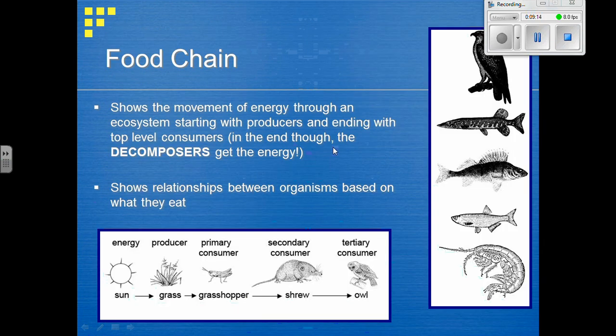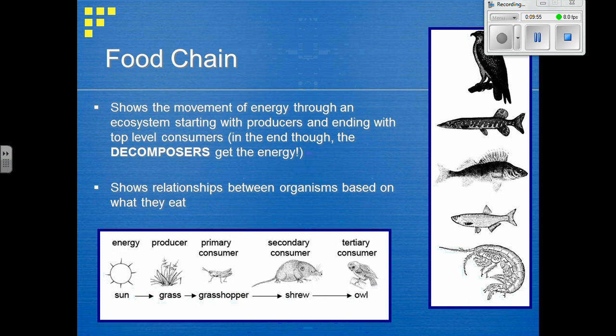Now let's take a look at how energy flows within ecosystems. We often represent this energy flow through a food chain or a food web. Looking at the food chain first, the arrow shows energy transfer. That's the key thing to keep in mind. Some people say we get to see what eats what, and that's true, but really the arrow is showing the energy going from the sun to the grass, from the grass to the grasshopper, from the grasshopper to the shrew.